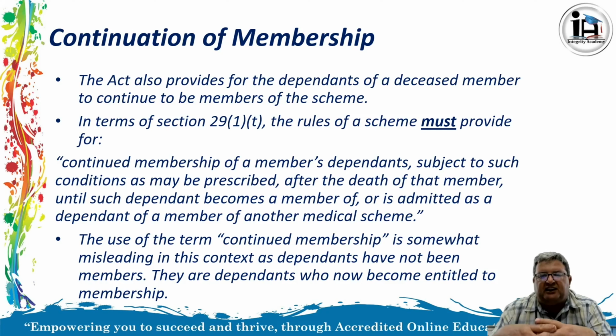They might then take the spouse and say, all right, spouse, we cannot just have dependents. Since your husband or your wife passed away, we make you now the principal member and the children stay on as dependents. The use of the term continued membership is somewhat misleading in this context, as dependents have not been members. They are dependents who now become entitled to membership.